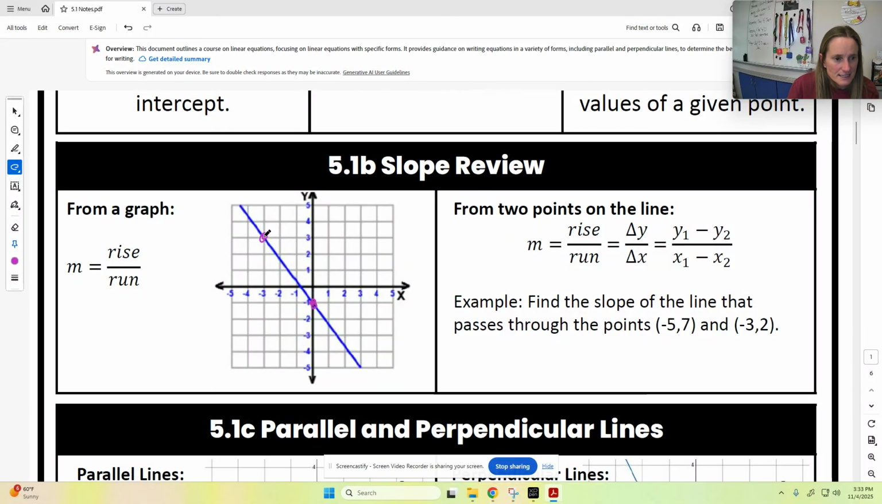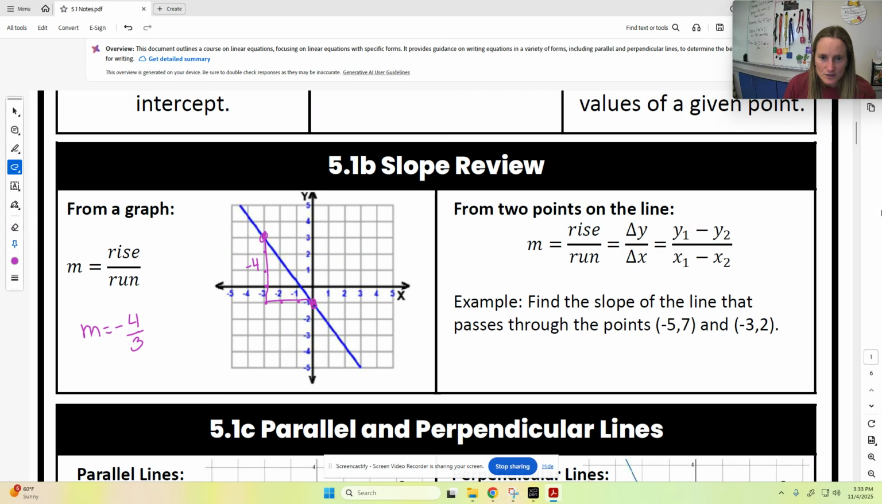The rise is how much the line goes up, or in this case, how much it goes down. So the rise is negative. It's actually more of a fall. I can count those squares: 1, 2, 3, 4. So I have -4 as my rise. And my run is how much the line goes over. In this case, it's going over 1, 2, 3. So the slope of this line is -4 thirds. I always want to check and make sure if I can simplify that fraction. In this case, I can't simplify the fraction, so we're done. That's the slope of the line.